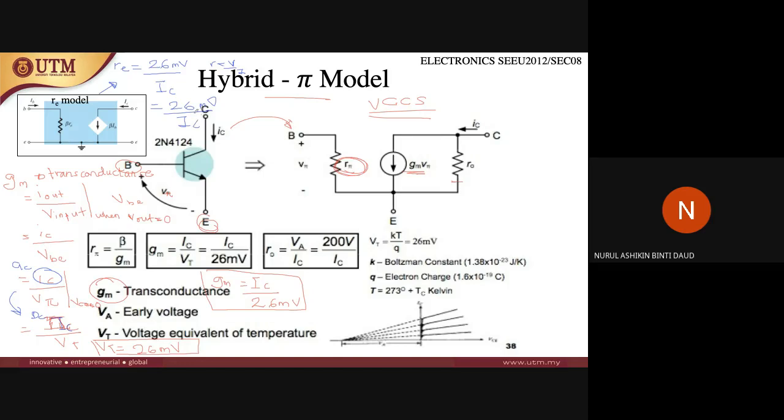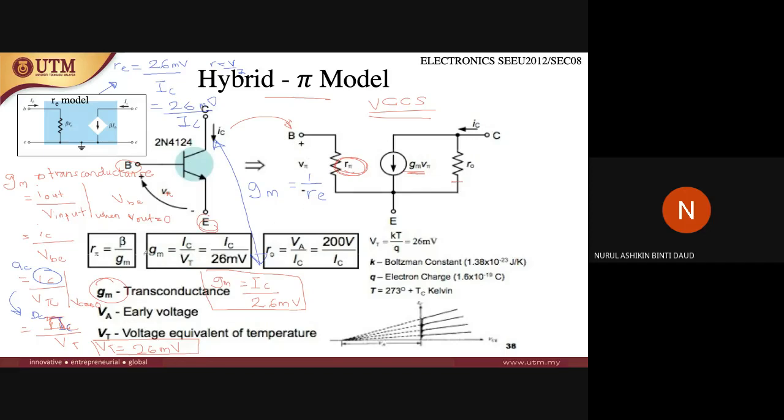If you look here, the re model is the other way around compared to these two. That's why we can also rewrite that gm is equal to 1 over re. Okay, gm is equal to 1 over re, right? So this is the relation between these two.